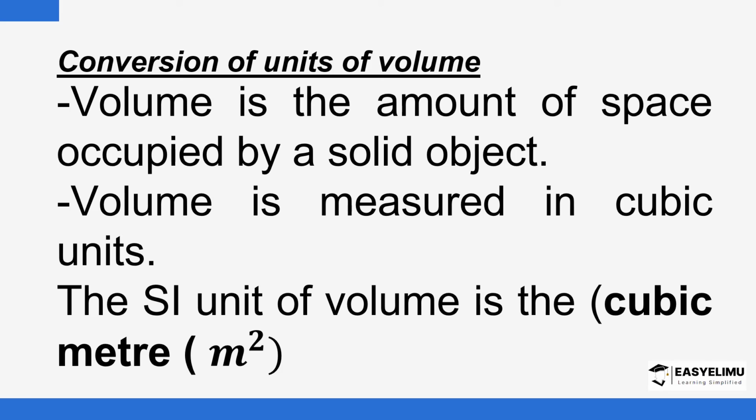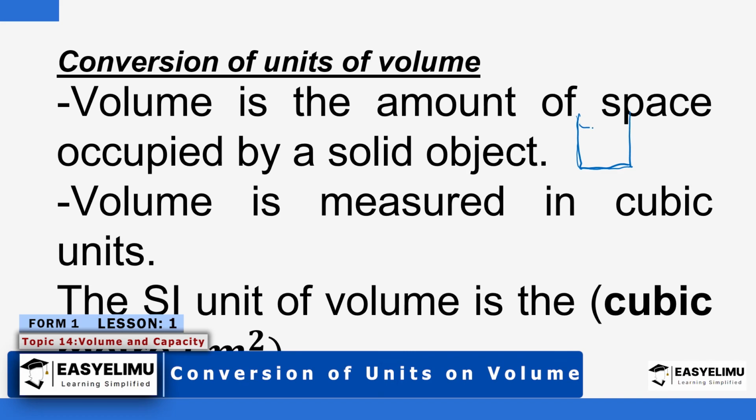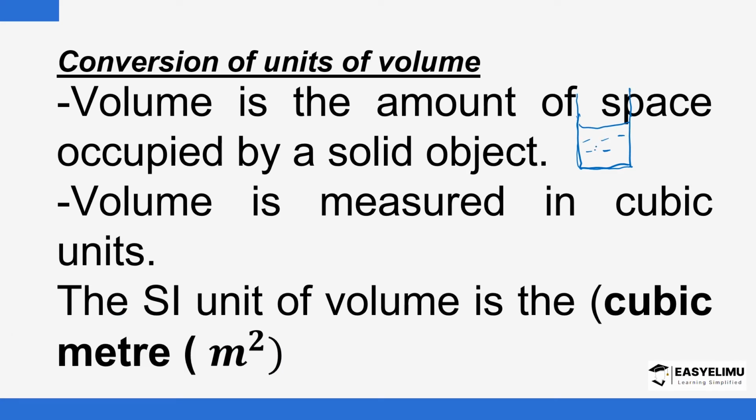Maybe you have some water in a beaker, something like this. What happens is that when you immerse an object inside this, like this one here, then the level rises. So what it means is that this object is occupying some space. The rise in the water level is as a result of the space that is occupied by this, maybe a stone. So we say the amount of space that is occupied by a solid object, that is what we're calling volume.